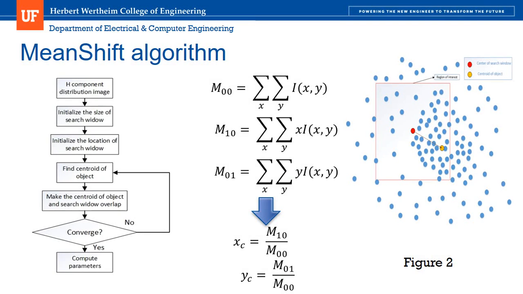Figure 2 is a sketch map of the convergence process. The red point is the center of search window and yellow point is the centroid of the object. The aim is to make them overlap.